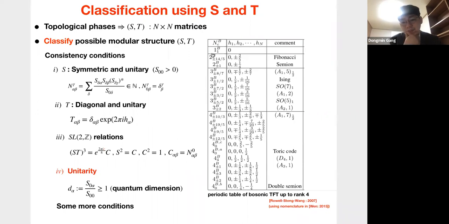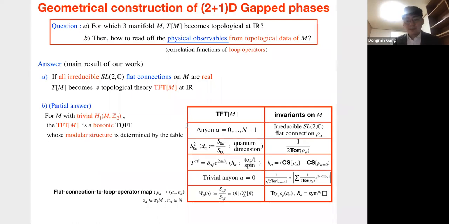Here is some nomenclature of these topological phases. Here are the length 2, length 3 and length 4 topological phases. So this is a classification of topological phases using the S and T matrices. So this is a summary: for a given 3-manifold satisfying this condition, we can claim that this theory is described by a topological field theory, and then the modular data of the topological field theory can be computed using these dictionaries. This is the main importance.